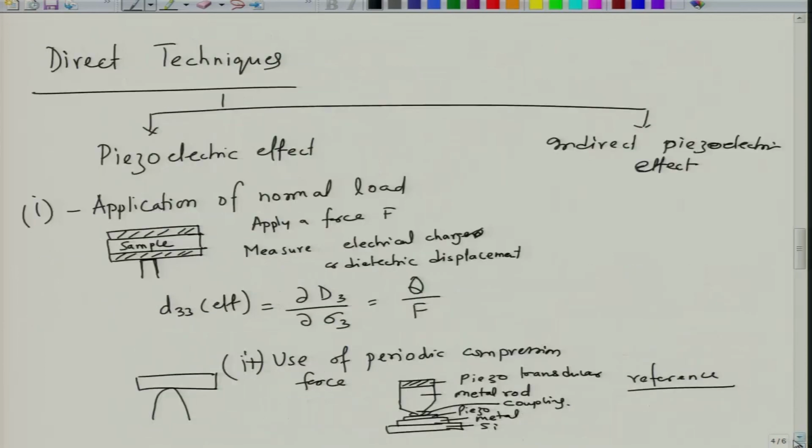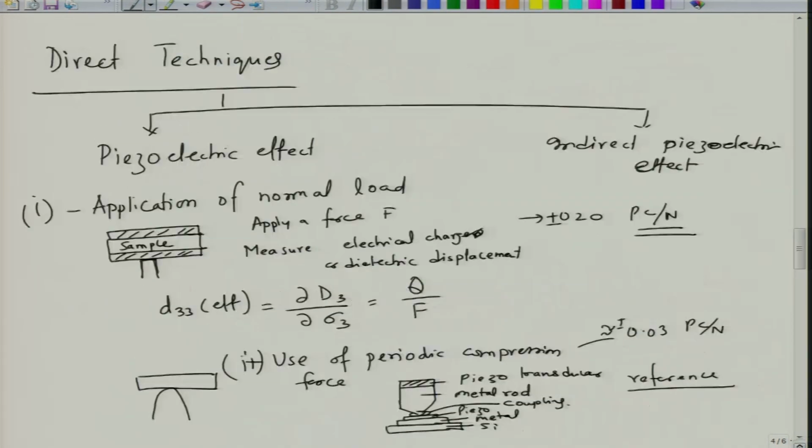useful method. And then if you look at the application of normal load, this has a lower accuracy. This has an accuracy of about plus minus 20 picocoulomb per Newton. And the periodic force, the periodic compression, has about 0.03 picocoulomb per Newton accuracy. Pretty accurate, but a little difficult measurement to make because of use of liquid and things like that.